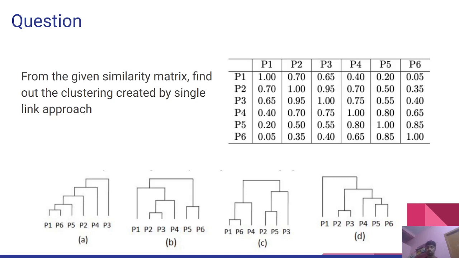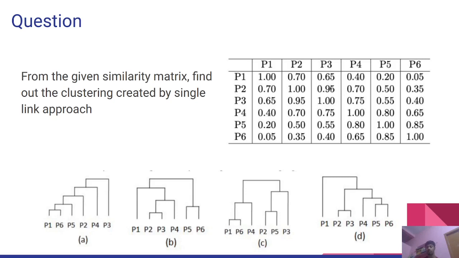So why are we not taking one? Okay, so one is for P1, P1. P1, P1 is already a point, right? They are already matched. Diagonals we have to ignore, they are already a point, because all are the same point. So then we take P2, P3, right? 0.95. So P2 and P3 is merged, okay?